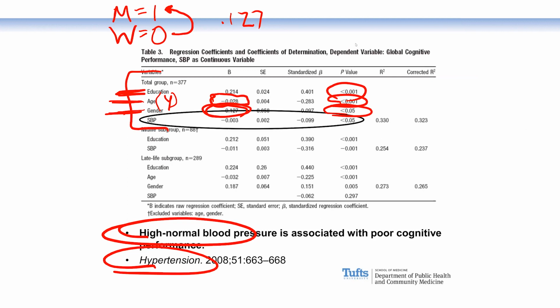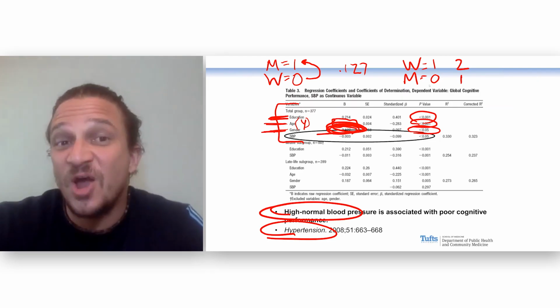But if the data were coded such that women were 1 and men were 0, or even in a way that women were 2 and men were 1, then the women have higher cognitive performance than the men. My hunch is they know the answer.